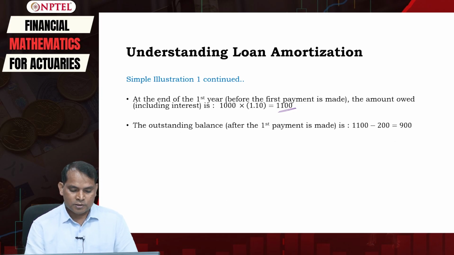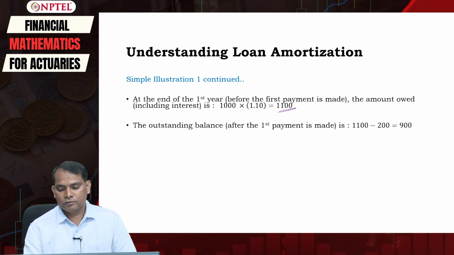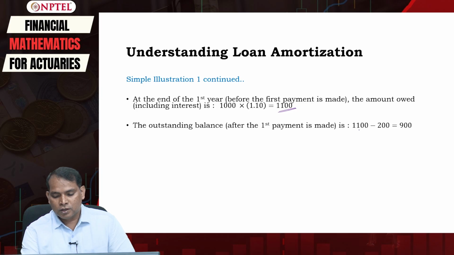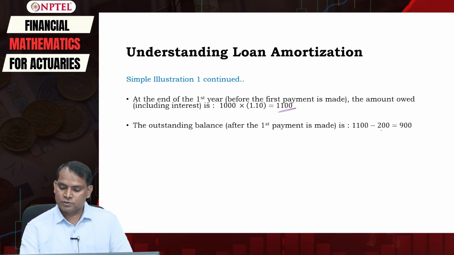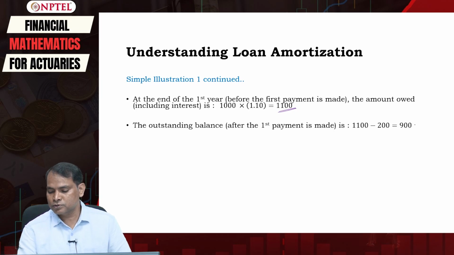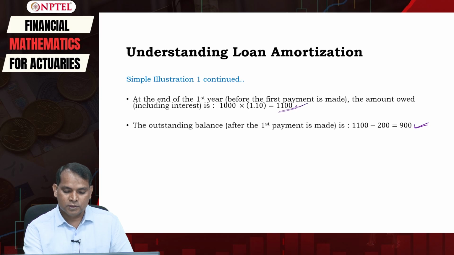The outstanding balance after the first payment is made is therefore 1100 rupees minus your first installment, that is 200 rupees that you have decided earlier, okay, and therefore the outstanding balance is 900 rupees. Remember that the outstanding balance is not 800 rupees, it will become 900 rupees because you are now deducting the first installment from this amount, okay, not this.